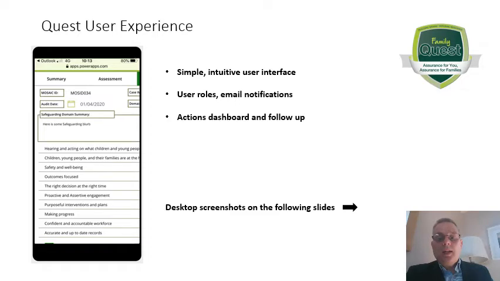So very quickly about the user experience, and this is a phone view, it's very simple. It's intuitive in terms of use. It's not complicated. It allows you to identify roles, so auditor, auditee, moderator, and it will send email notifications between people. So if somebody is allocated an audit, they will receive an email saying you've been allocated an audit and this is when it needs to be done by. If somebody's been asked to moderate, they'll receive an email, could you please moderate this by this point?